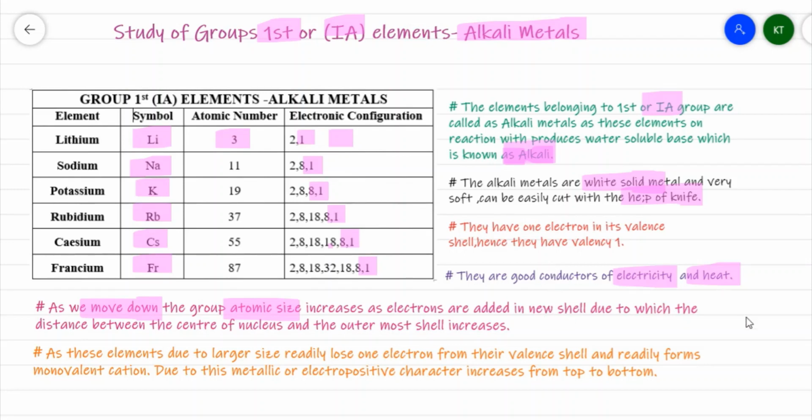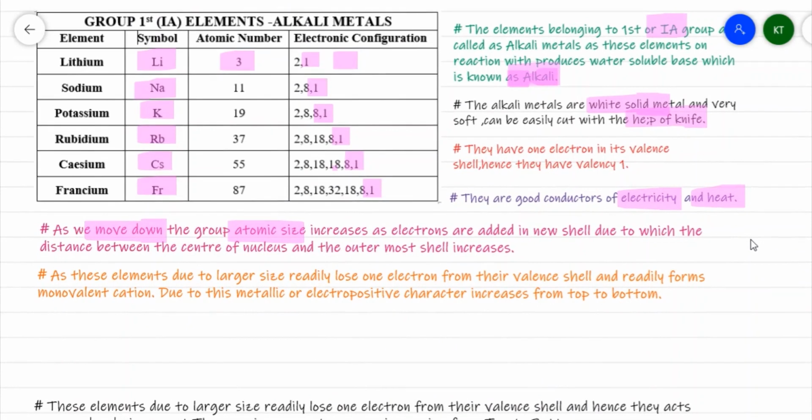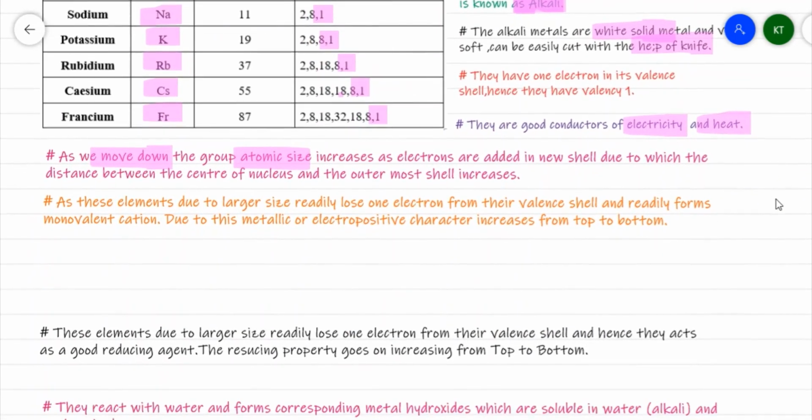Now, as these elements possess larger size, they show a tendency to lose an electron very quickly and form a positively charged ion. So let me take sodium, which will lose 1 electron from its valence shell and get converted into a positively charged sodium ion. Potassium will also lose one electron from its valence shell and get converted into K+ ion.